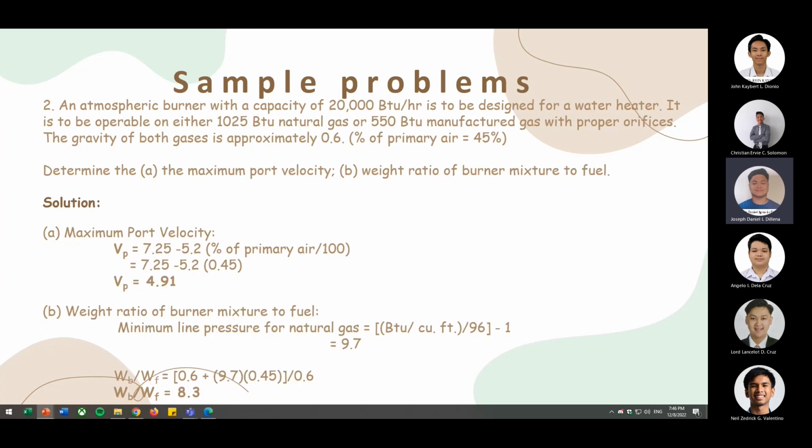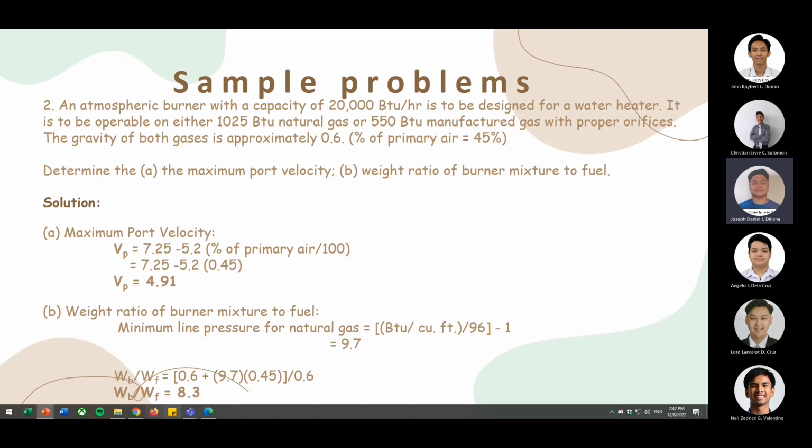For sample problem 2, an atmospheric burner with a capacity of 20,000 British thermal units per hour, or BTU per hour, is to be designed for a water heater. It is to be operable on either 1025 BTU natural gas or 550 BTU manufactured gas with proper orifice. The gravity of both gases is approximately 0.6, with a given percentage of primary air of 45%. Now, determine the maximum port velocity and the weight ratio of the burner mixture to fuel.